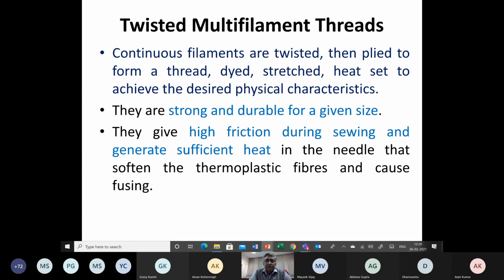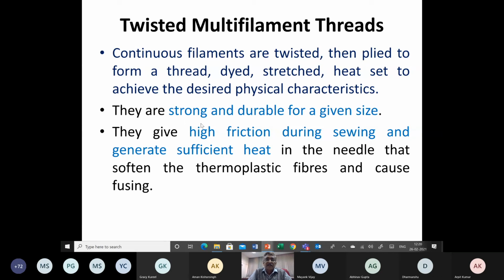Twisted multi-filament threads can be dyed, depending on the shade or color you want, and they are stretched and heat set to achieve the desired strength and extensibility. The moment you stretch it, what happens? There are unrelaxed stresses, which are not desirable, and then it is always heat set. And they are one of the strongest and most durable for a given size, compared to the core spun yarn of the same size, meaning same tex.